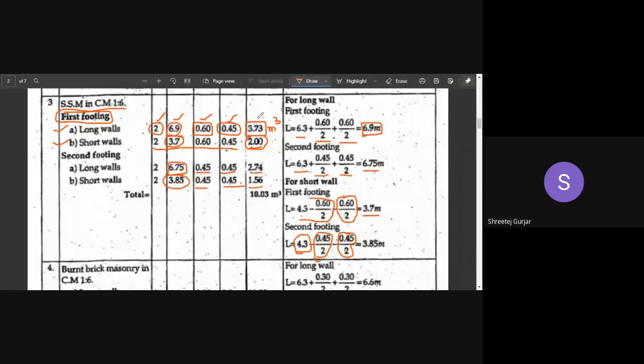Then adding all these values, you will get 10.03 meter cube of material I require, meaning size stone masonry. For the size stone masonry of my room, I need 10 meter cube of stones. So this is how you calculate the quantities of size stone masonry.